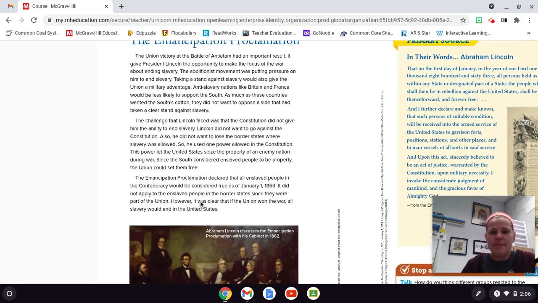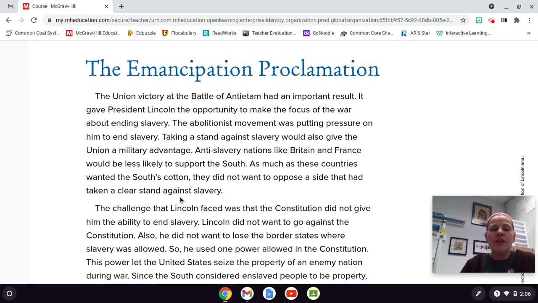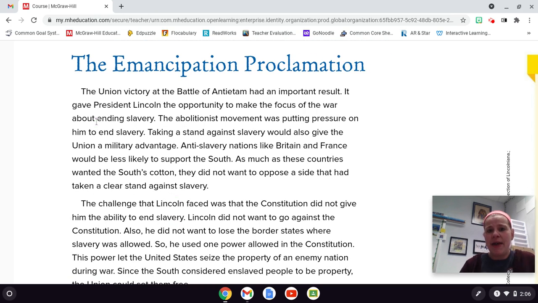Continuing on with the Emancipation Proclamation. The Union victory at the Battle of Antietam had an important result. It gave President Lincoln the opportunity to make the focus of the war about ending slavery. The abolitionist movement was putting pressure on him to end slavery. Taking a stand against slavery would also give the Union a military advantage. Anti-slavery nations like Britain and France would be less likely to support the South.